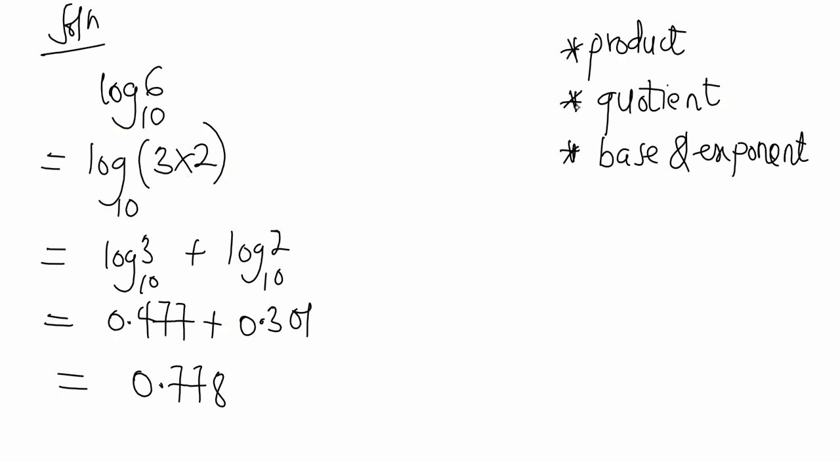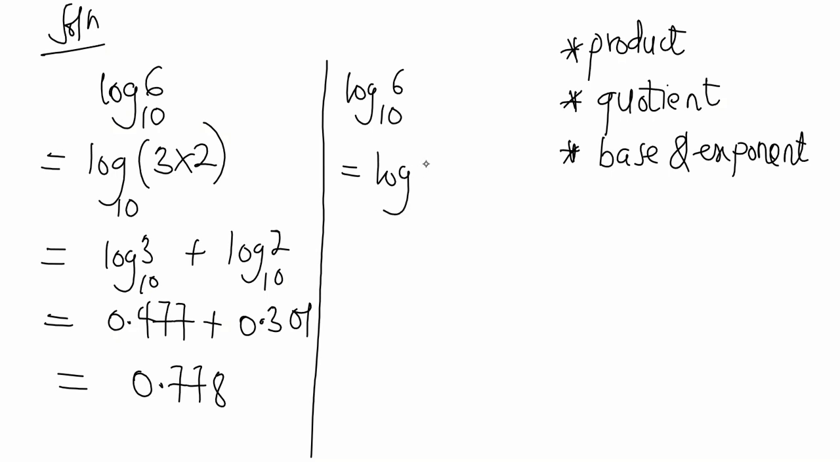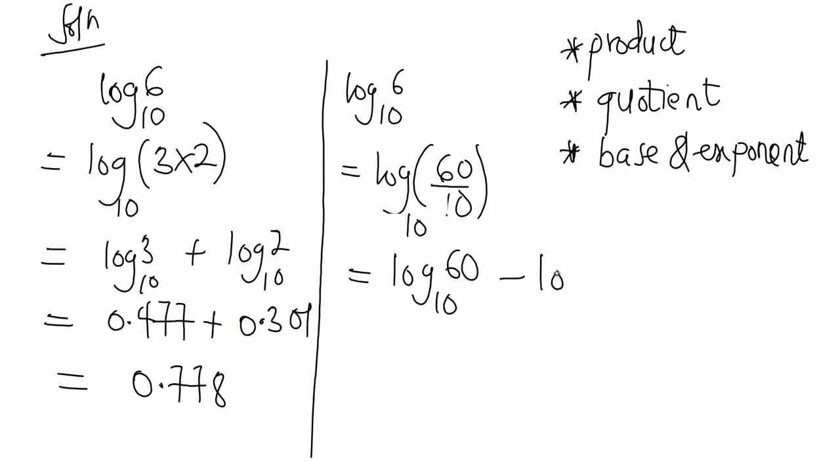Now let's try how we can use the quotient also, to see how best we can find the value of log 6 base 10. Using the quotient condition, we are going to have log 6 base 10, which is the same thing as the logarithm of 60 over 10, base 10. Now applying the laws of logarithms, we have logarithm of 60 base 10 minus logarithm of 10 base 10. We all know that the logarithm of 10 base 10 is the same thing as 1. So we have 1 here, and we maintain the logarithm of 60 base 10.